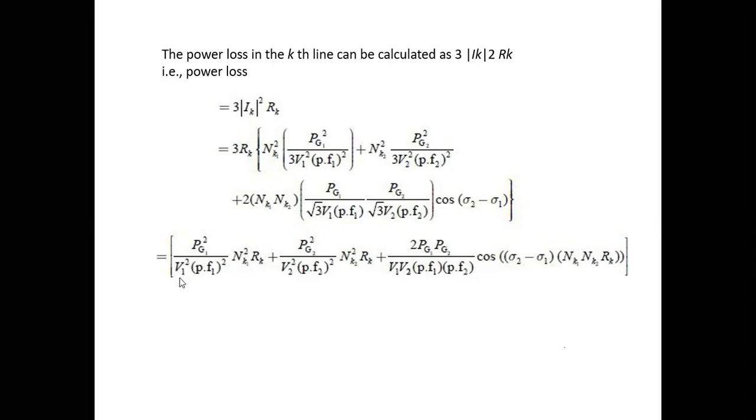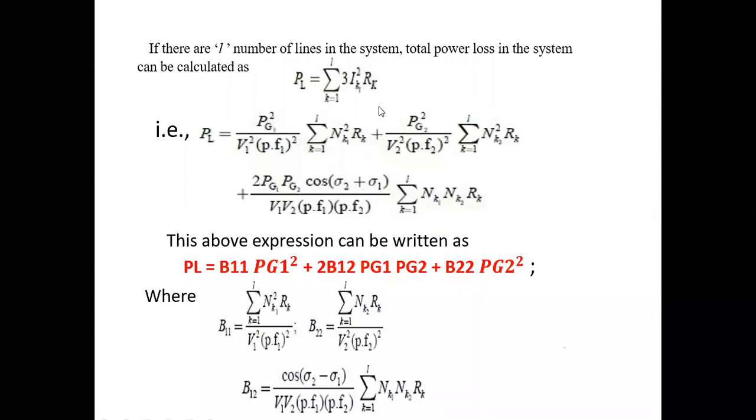So that is the last step. But we can still represent the same equation like this also. Just observe this equation. PL equals a term in Pg1 and other parameters, plus a second term in Pg2 and other parameters. The third one is in terms of Pg1 and Pg2 and other parameters.